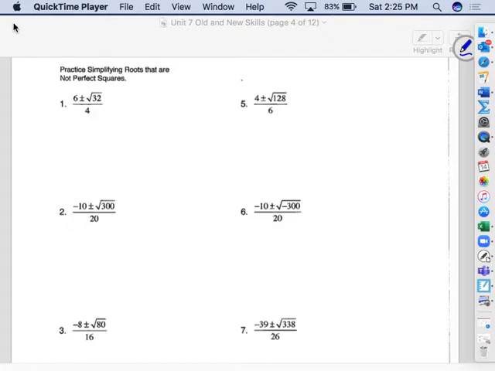So I look at a problem like number 1. Notice that I do not have a perfect square underneath the radical. So the way that I'm going to handle this, I'm going to simplify radical 32 as 16 times 2. So I'm going to simplify this piece first before I move on. 16 is the perfect square.